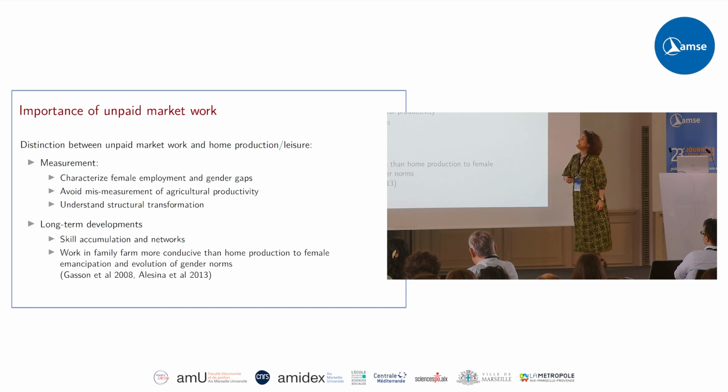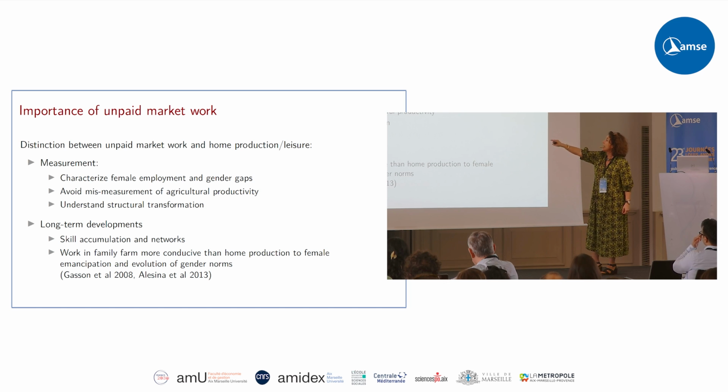So why is it important to capture this? So there is one distinction that we want to build clearly in what we do, which is this distinction between unpaid market work and other stuff that you do without receiving a wage, for example, home production, for example, leisure. So leisure, we all understand what it is. You're not expecting to receive a wage for that. Home production is services that you produce at home, like cleaning the home, cooking meals, looking after children. Basically, this is stuff that you produce for your own consumption.